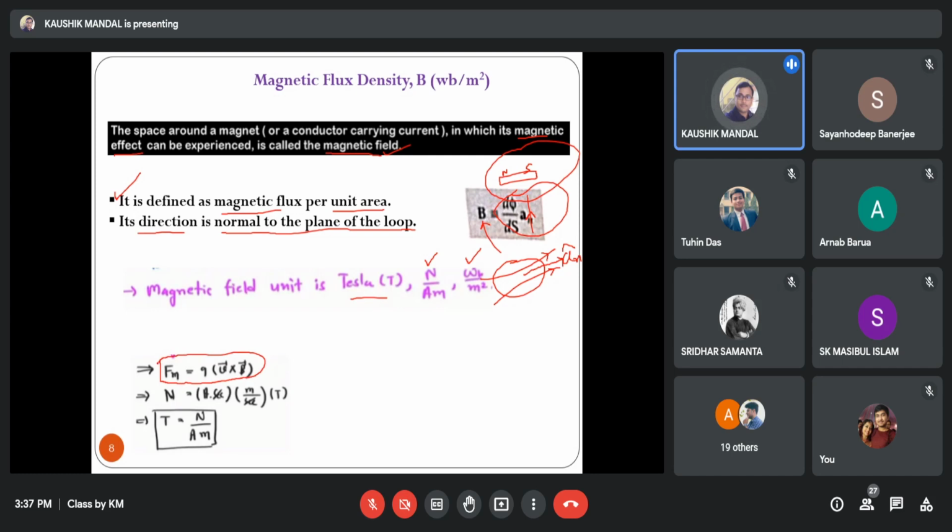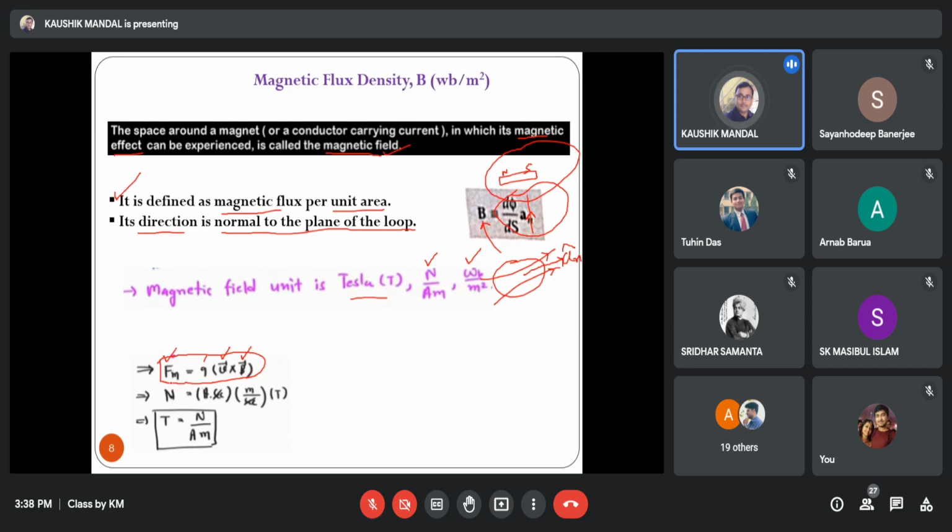That is basically the force due to the magnetic field. What will be the force due to the magnetic field? F equal to Q into V cross B. Q is the charge. If you put a particular charge under a magnetic field of B, it will experience a magnetic force Fm. That Fm equal to Q into V cross B, where V is the velocity of the charge and B is the magnetic field under which you have placed the charge. So basically force equal to Q into V cross B.